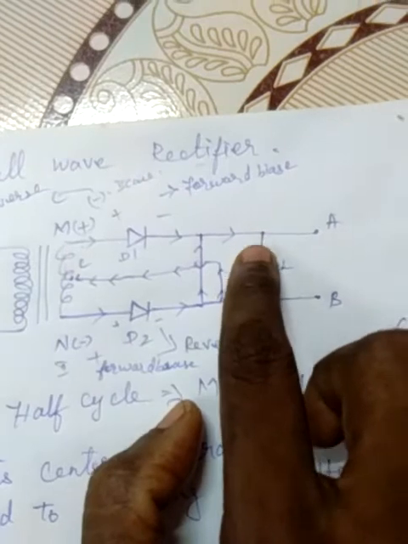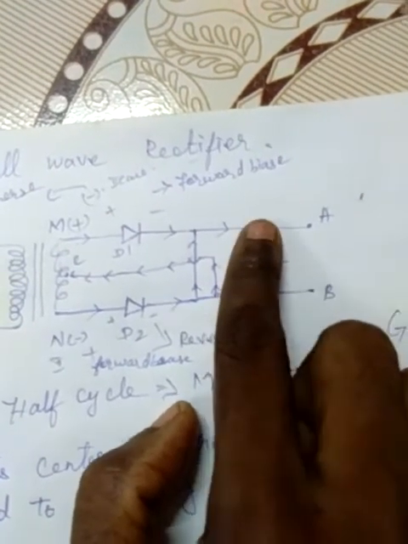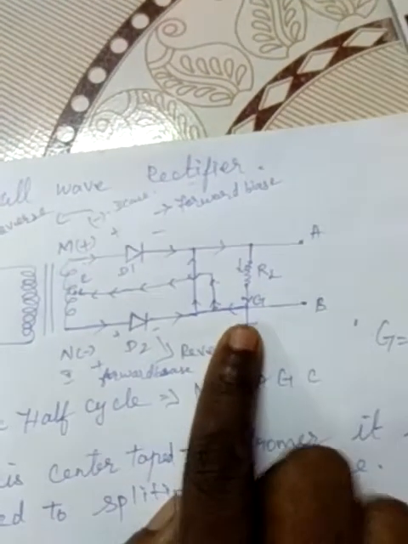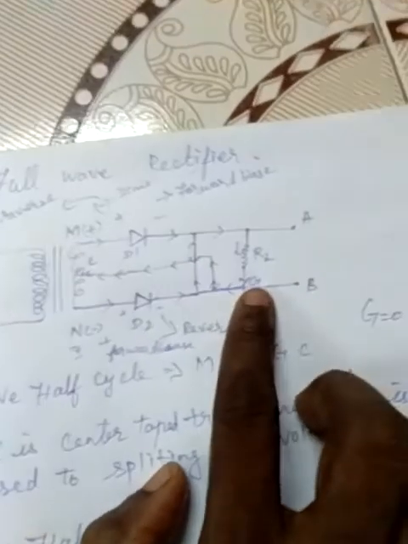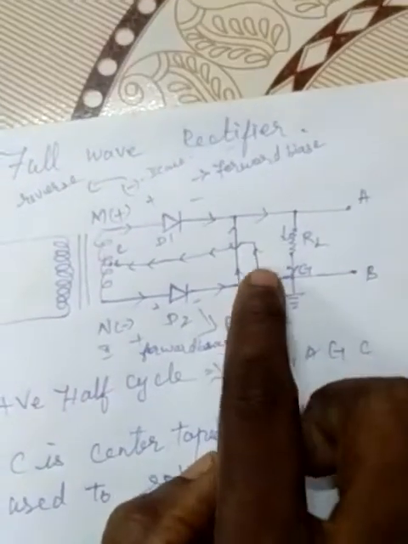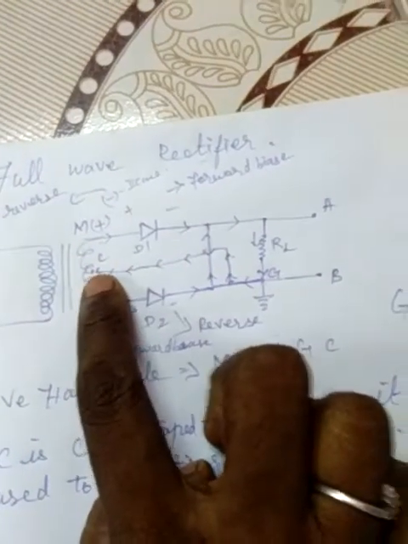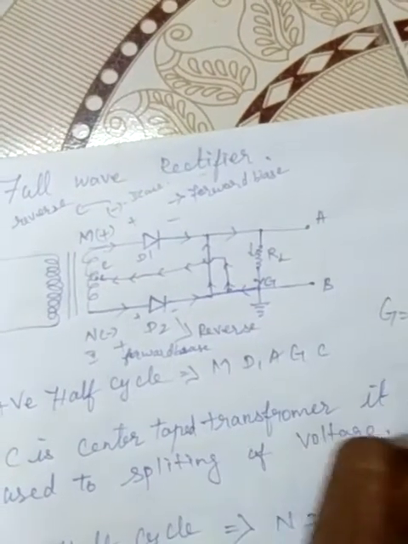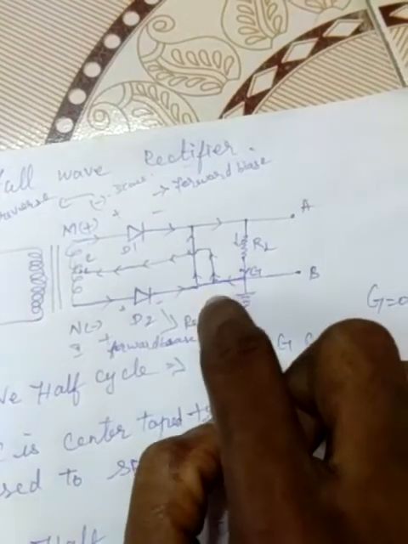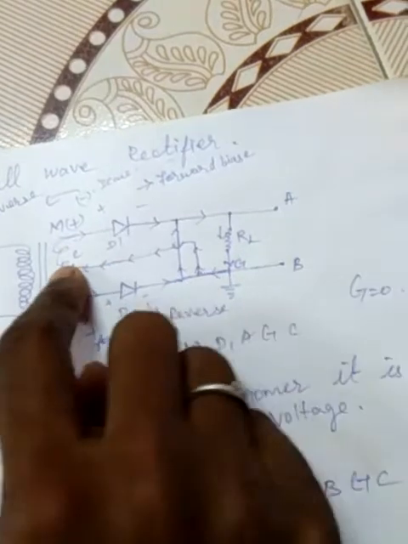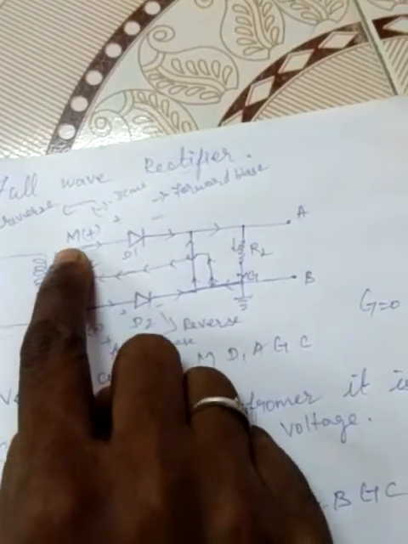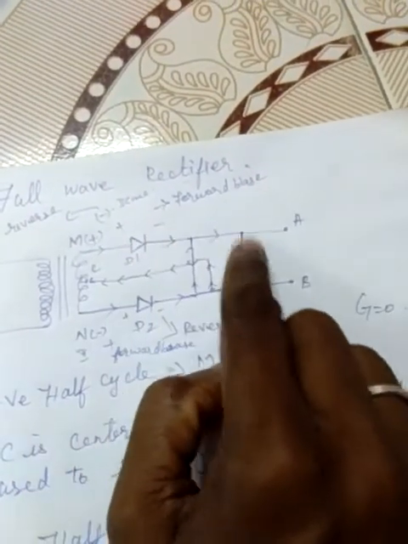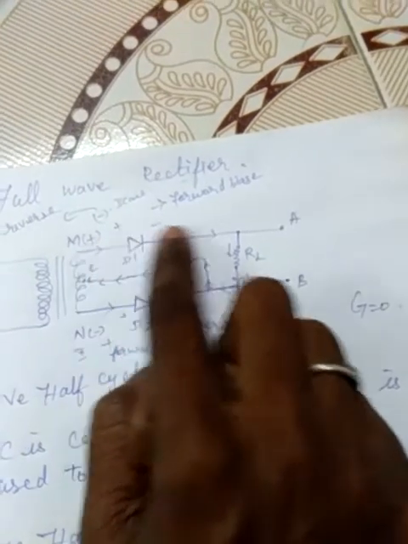So next what happened? The A is given to the load RL. Immediately it is passing to the ground level. The ground level is going to here. Here a line is connected, the center tapped transformer. So it is passing through here. Okay, so again what happens? It's going to the positive current. So this process is moving like that.